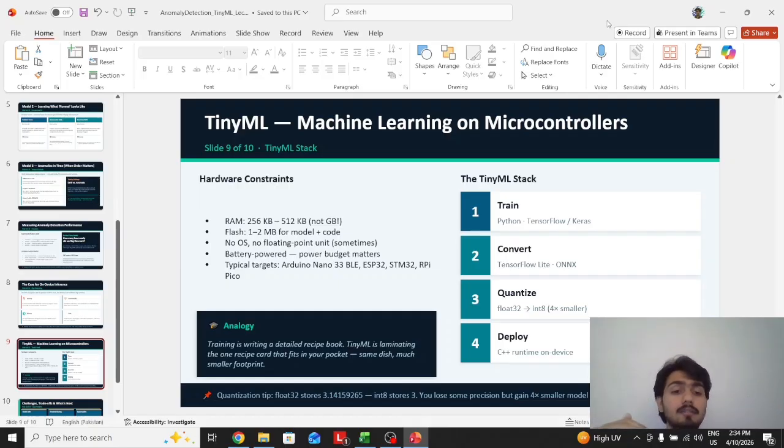You quantize it and then you deploy a C++ runtime, because C, C++, and these languages are optimized for these things. This is why you see internet on your washing machine, even on your solar panels. Those are not powered by Python. Python itself takes a huge amount. Training is writing a detailed recipe book. TinyML is laminating the one recipe card that fits in your pocket. Same dish, much smaller footprint.